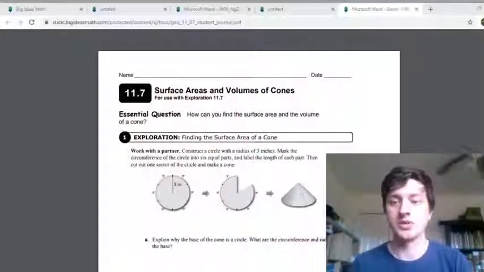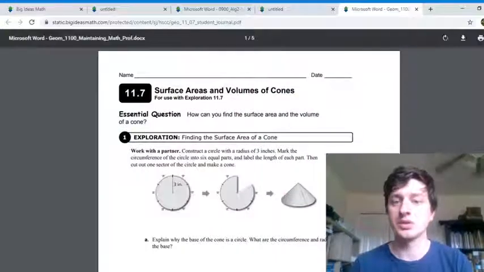You should have access to the Dropbox folder, which has all the assignments in it, but also the student journal pages that I've been adding in every week. And so the student journal page for today, we're in 11.7, looks like this. This is surface area and volumes of cones.